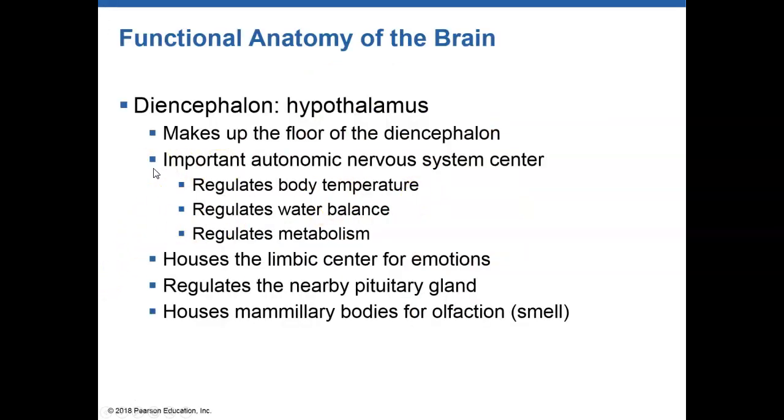The hypothalamus, very important region of the brain. So I guess all regions are really important, but the hypothalamus is the region of the brain that regulates a lot of our basic homeostatic mechanisms like body temperature, water balance, regulates metabolism, regulates hunger, thirst, which thirst would be part of water balance, I guess. The hypothalamus is the house for the limbic system. So limbic system is our emotional center. It regulates the pituitary gland. So it is the master of our endocrine system.